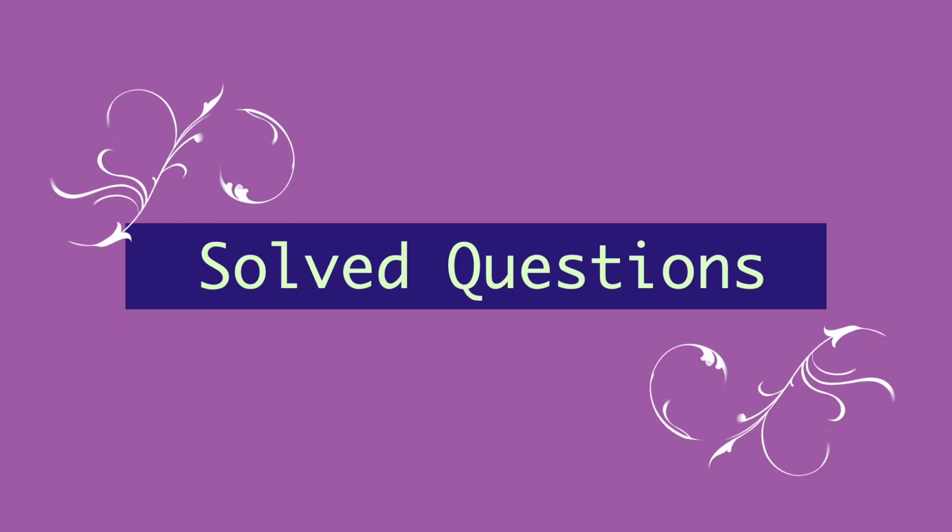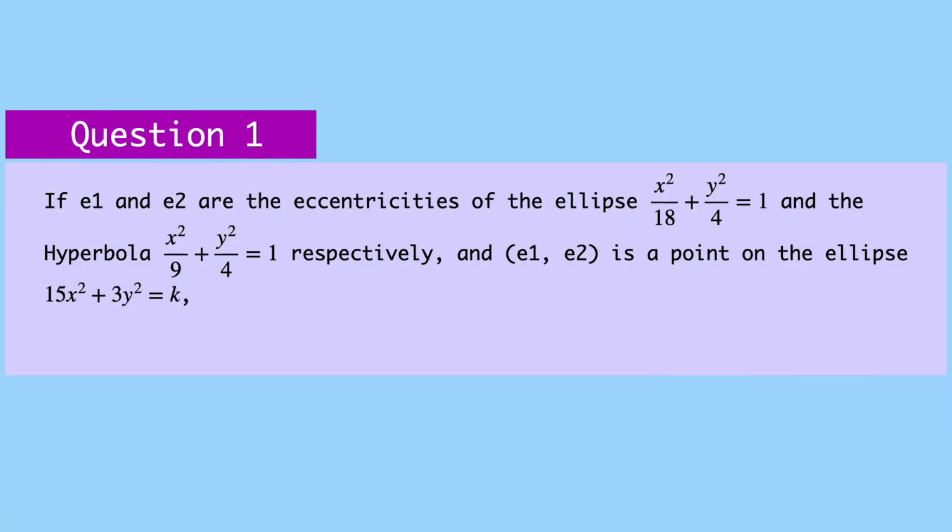In this section of the video, we solve some questions related to hyperbola. The first question is, if e1 and e2 are the eccentricities of a given ellipse and a given hyperbola, and (e1, e2) is a point on the ellipse 15x² + 3y² = k, then k is equal to 14, 15, 17 or 16.